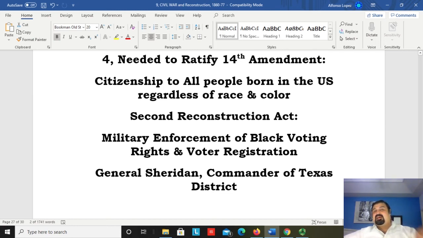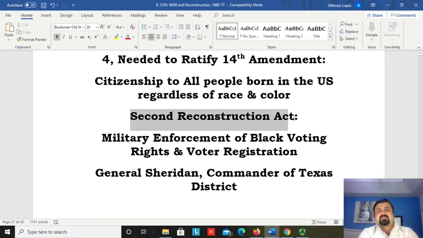In other words, that there will be no slavery, but also that it will grant citizenship to all people born in the state, regardless of race and color. It will ratify this 14th Amendment that is part of the U.S. Constitution now, in which you have to acknowledge that you have to grant citizenship to all the people of your state because they were born there. Just by virtue of being born in your state, they're citizens of the United States, regardless of race and color. That was the first Reconstruction Act.